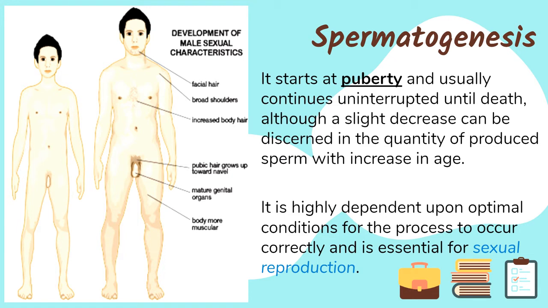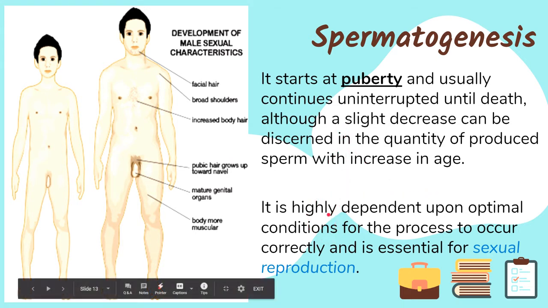However, there will be a slight decrease in the quantity of produced sperm cells as the male ages. Okay, so very important, because spermatogenesis is highly dependent upon specific conditions for the process to occur correctly, and it is important for sexual reproduction.